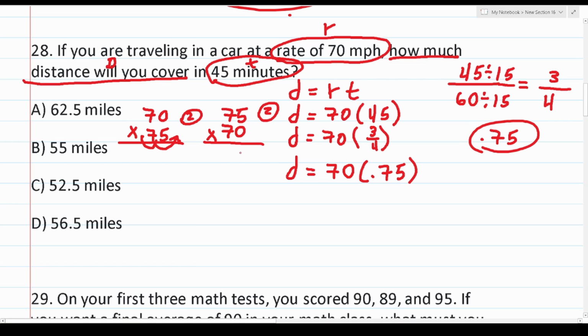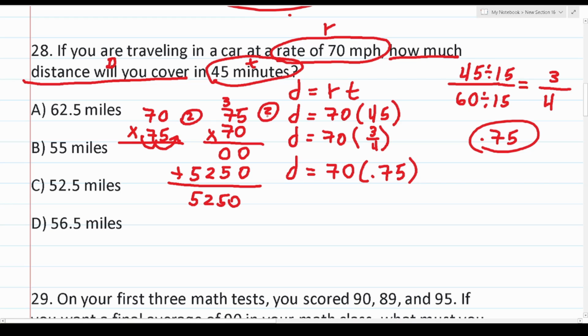So 5 times 0 is 0, 7 times 0 is 0. Before we start multiplication with this 7, we have to add in a 0 placeholder. 7 times 5 is 35, carry a 3. 7 times 7 is 49, 50, 51, 52. This becomes 0 plus 5250, so we know this is just going to be 5250.